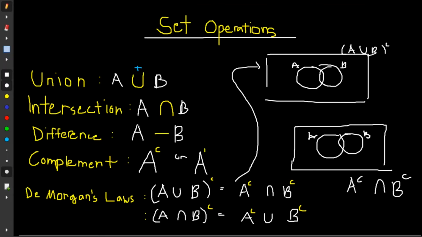So for this example, let's solve this one. First we have A union B. A union B represents this one. But since we're taking the complement, we remove the A union B part and take the outer, or the universal set minus A union B, which is this one.